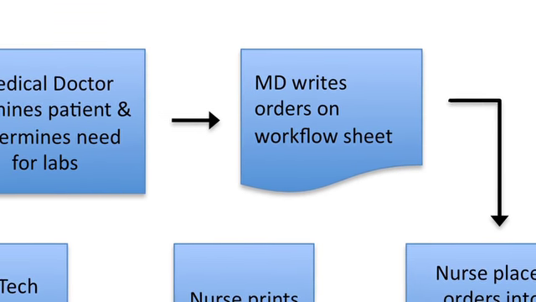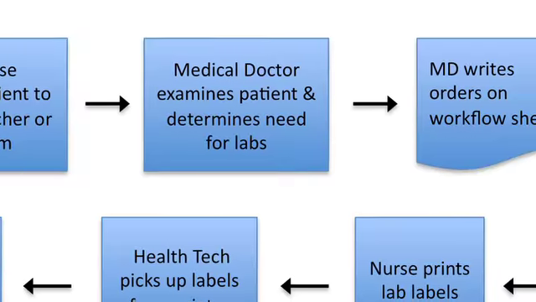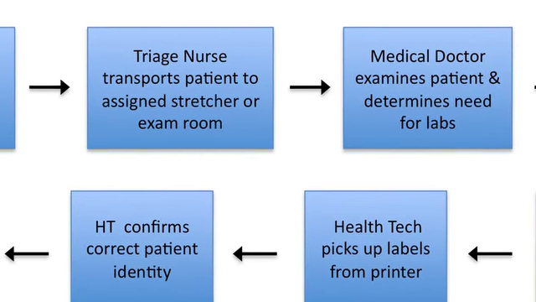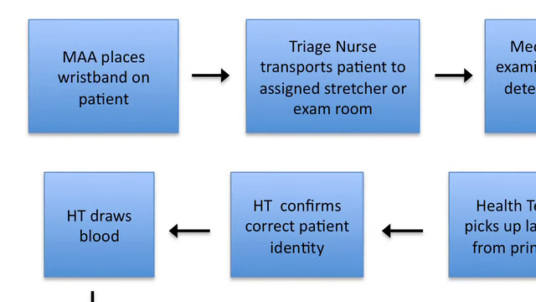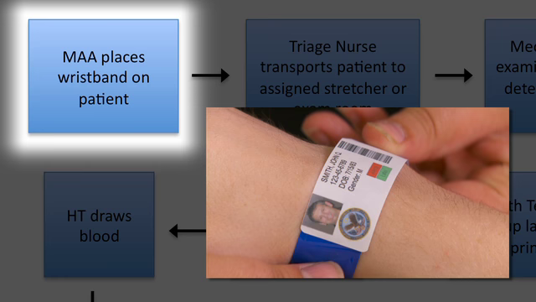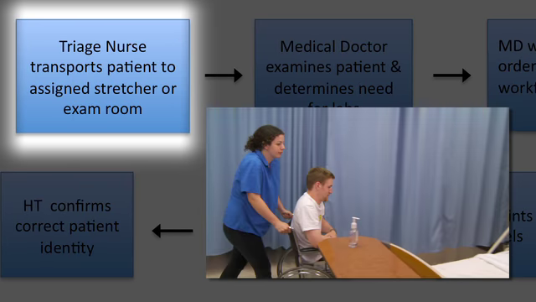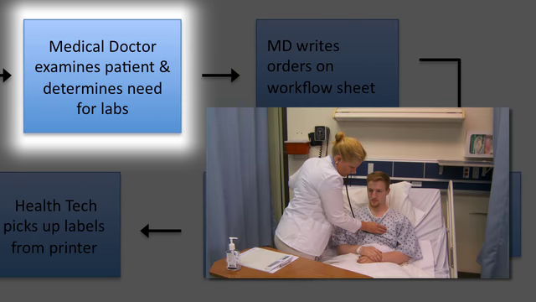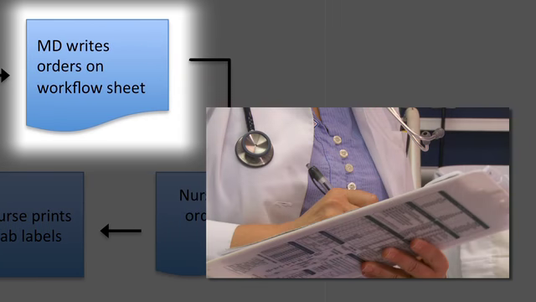The following is the same lab draw workflow after it's been revised, but outlined in a sequential diagram. First, the medical administrative assistant places the wristband on the patient. The triage nurse transports the patient to a stretcher or an exam room. The physician examines the patient and determines the need for labs. The physician writes orders on a workflow sheet.